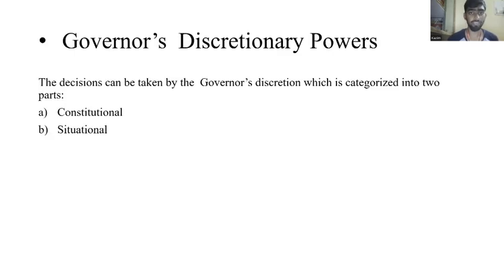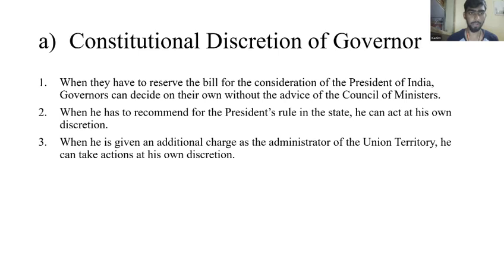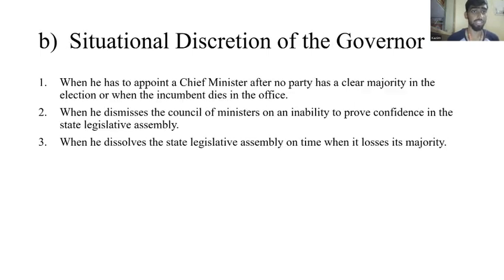Now let us speak about the governor's discretionary powers, which are further divided into two types, that is constitutional and situational. The first one is constitutional discretion of the governor, which are: when he has to reserve the bill for the consideration of the President of India, governors can decide on their own without the advice of the Council of Ministers. When he has to recommend the president's rule in the state, he can act at his own discretion. And also, when he is given an additional charge as the administrator of a union territory, he can take action at his own discretion.